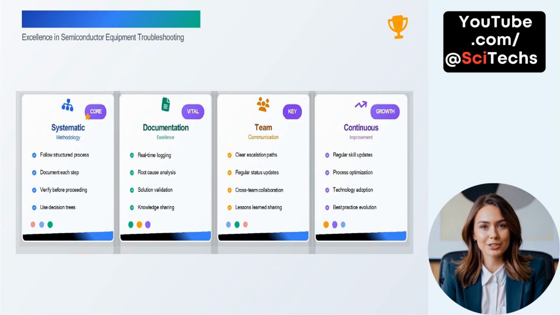Strong team communication is key. Clear escalation paths ensure timely support, while regular status updates and cross-team collaboration foster alignment. Sharing lessons learned builds organizational resilience. Finally, focus on continuous improvement drives growth. This includes regular skill updates, optimizing existing processes, adopting new technologies, and evolving best practices over time. Together, these 4 pillars support world-class troubleshooting performance.